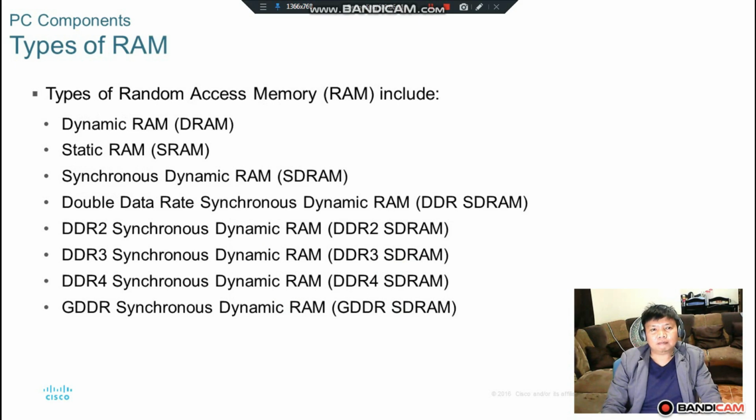Then the types of RAM: the dynamic RAM or the DRAM, the static RAM or SRAM, or synchronous dynamic random access memory, then the DDR SDRAM, DDR2 SDRAM, DDR3 SDRAM, DDR4 SDRAM, and GDDR SDRAM or graphics double data rate.